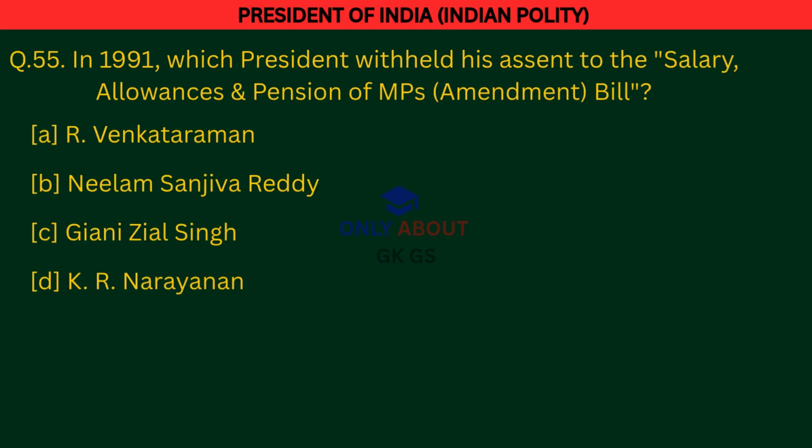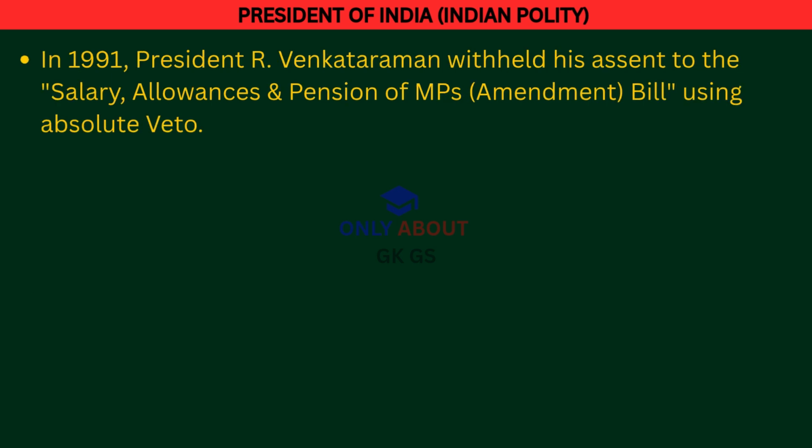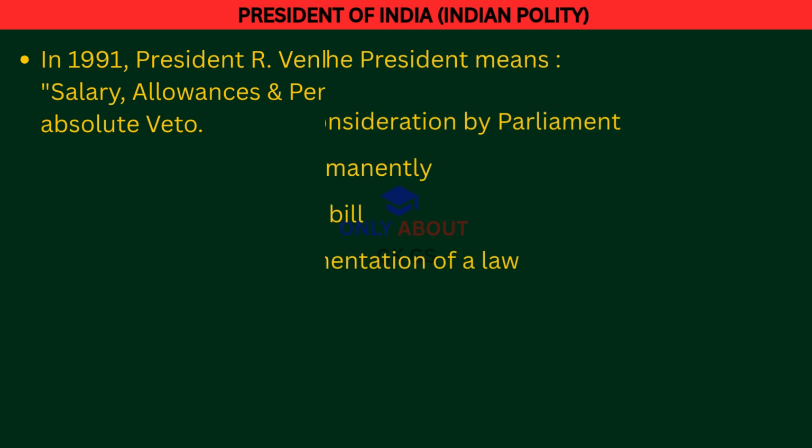Next question. In 1991, which president withheld his assent to the salary, allowances and pension of MPs bill? Correct answer: R. Venkataraman. In 1991, President R. Venkataraman withheld his assent to the salary, allowances and pension of MPs bill using absolute veto.